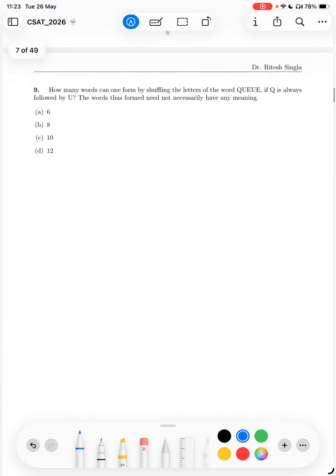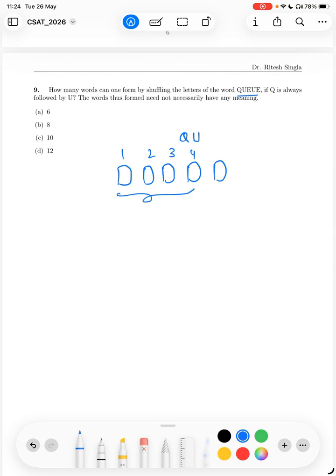Let us see the next question. How many words can one form by shuffling the letters of the word Q if Q is always followed by U? So what it is saying, Q is always followed by U. So if I have Q here, I should have U just after it. So let me put 5 boxes. For Q you have only four choices: first, second, third, fourth. Q cannot be in the fifth, that is for sure, because you have to have one box after Q. So for Q we have four choices.